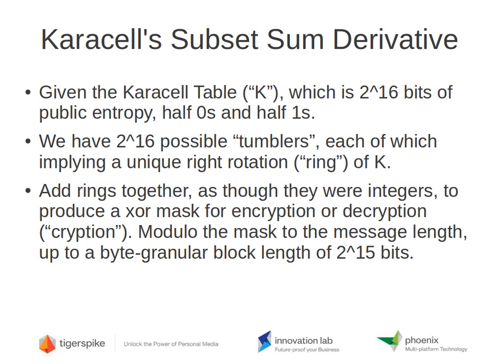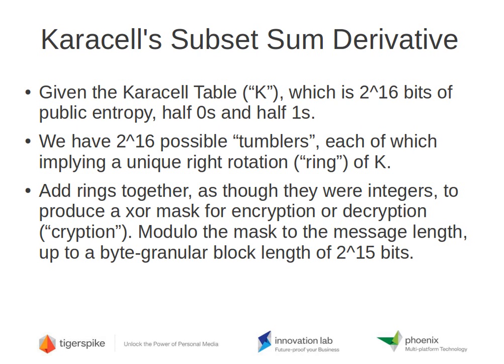So you're given the Karacell table, which, as I mentioned, is 2 to the 16th bits of public ones and zeros. It's just a big constant. We then have 2 to the 16th possible tumblers, and you can think of these as tumblers on a briefcase that you can spin and select a number. So you can rotate this Karacell table by 2 to the 16th possible amounts. And by rotate, we're talking about rotating toward the least significant bit, that is rotating right. And each rotation is called a ring of k.